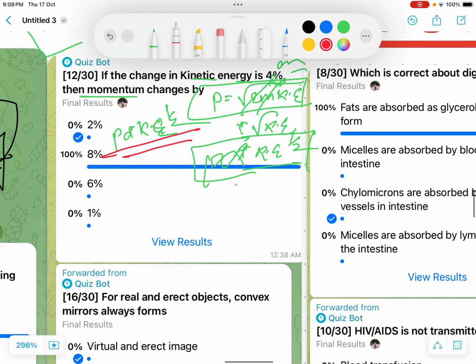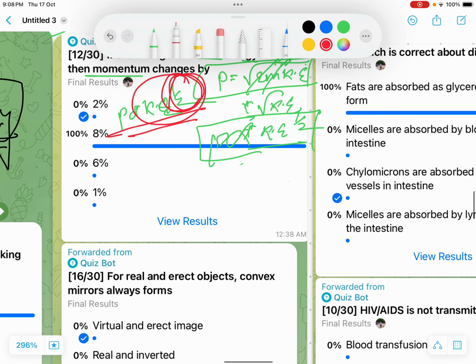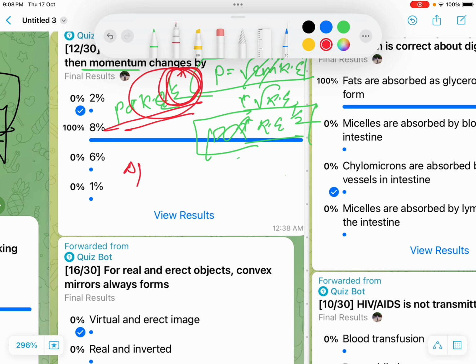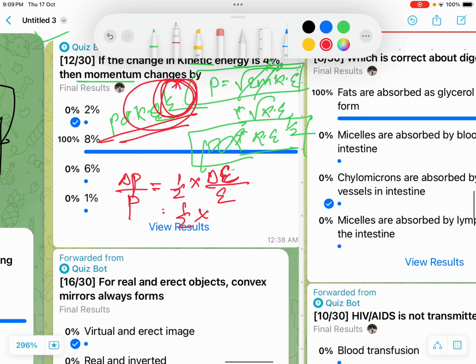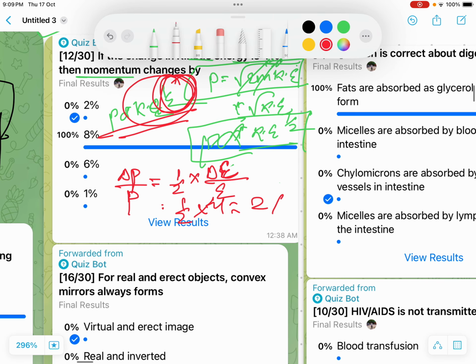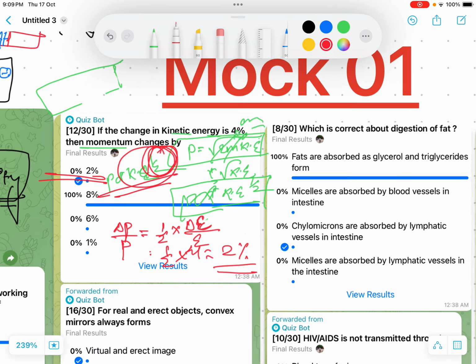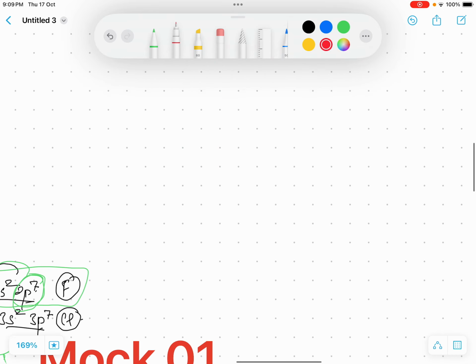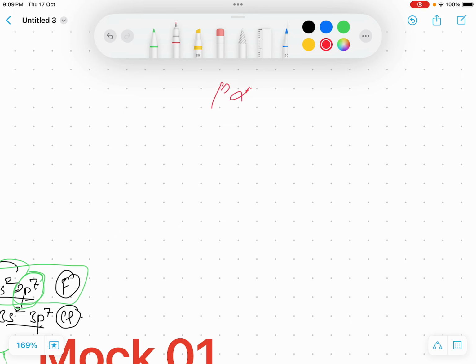Now, solving this, how do you solve error problems? If the power comes to the front, the error in momentum equals 1 by 2 times the error in kinetic energy. I am representing kinetic energy as E. So what is the error in kinetic energy? 4%. Solving, we get 2%. Do you get it or not? This is how error questions are supposed to be solved. First of all, we find the proportionality relation.